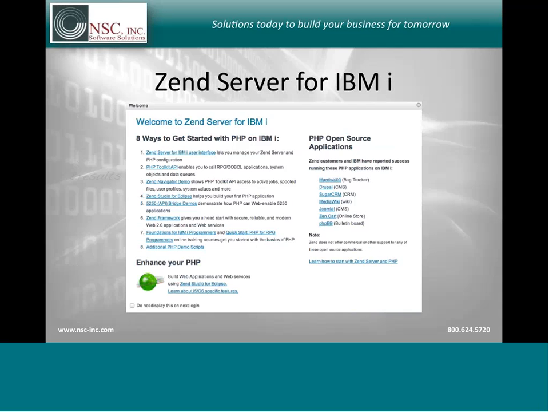Zend Server for IBM I. This is the first screen that will come in. It's a welcome screen, so it gives you an idea of a number of ways that you can get started with PHP on the IBM I, and it shows on the left side here Zend Server IBM I user information. It walks you through a number of different things. It talks about the PHP toolkit. It also talks about some of the demonstrations that they have available, and then the 5250 bridge and so on. And along with that, you'll notice on the right-hand side, there's a number of PHP open source applications that you can run out of the box and put right on the IBM platform.